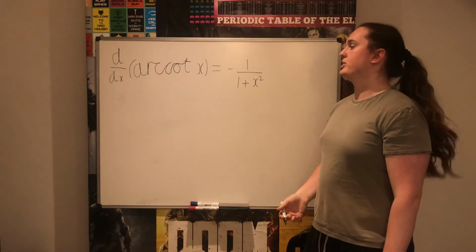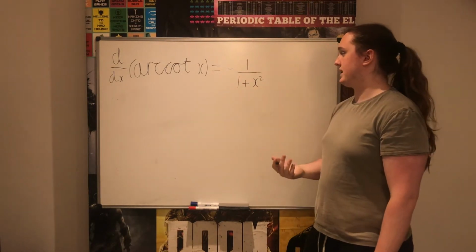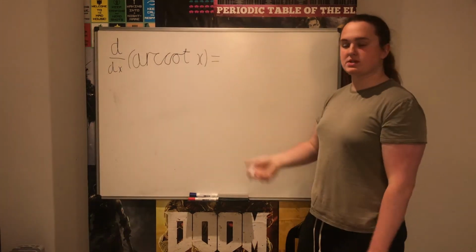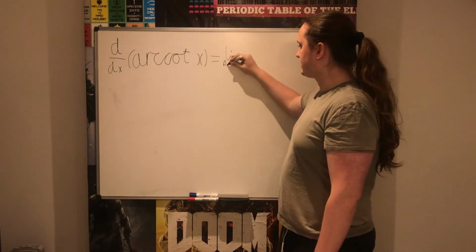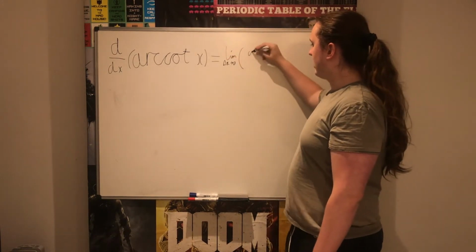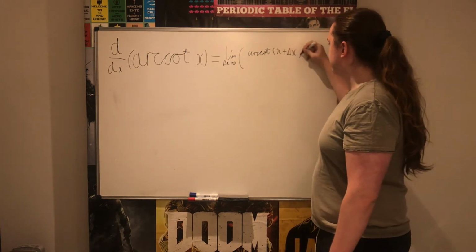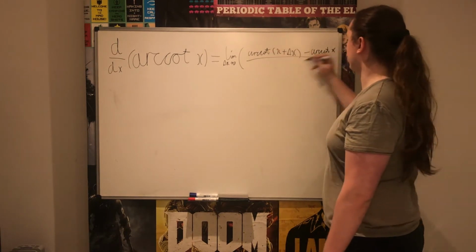So in this video I'm going to prove from first principles that the derivative of arccot x with respect to x is minus 1 over 1 plus x squared. So we know from first principles that the derivative of arccot x is the limit as delta x approaches 0 of arccot of x plus delta x minus arccot of x all over delta x.